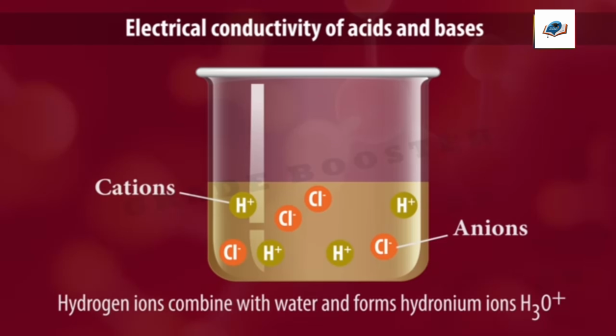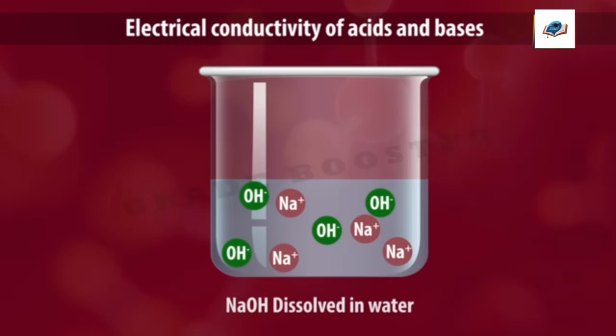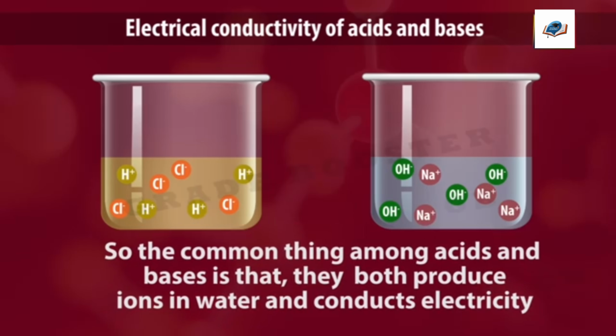In the same way, if we dissolve sodium hydroxide in water, it also forms cations and anions. Sodium hydroxide forms Na+ cations and OH- anions. So this is the common thing in both acids and bases. That is, they both dissolve in water and form anions and cations and they conduct electricity.